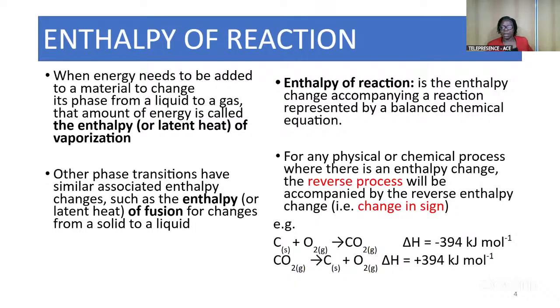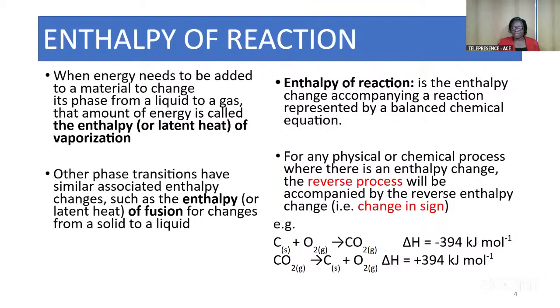So for any physical or chemical process where there is an enthalpy change, you can have the reverse as well. And the reverse will be accompanied by the reverse enthalpy change sign. So where you have, for example, enthalpy of fusion for solid to liquid, if you reverse the process, you are moving from liquid to solid, then the sign will change. So you can see the example that I gave here. You have carbon in solid state reacting with oxygen gas to give CO2. And the enthalpy of the reaction is minus 394 kilojoule per mole.